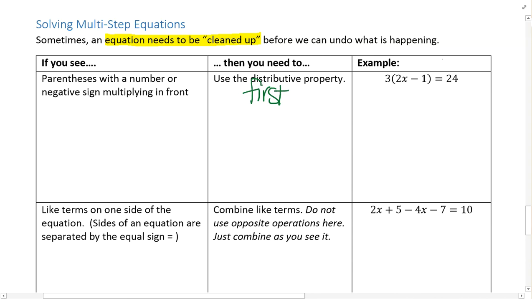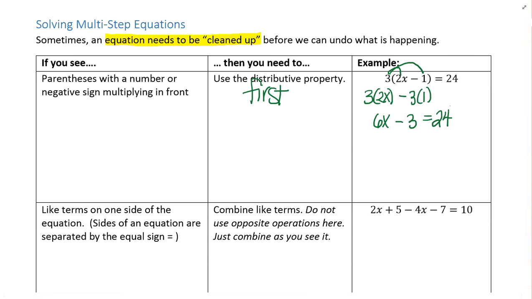Okay, so here I see an equation and I see that I have 3 on the outside of parentheses. So I'm going to distribute that first. So let's do 3 times 2x minus 3 times 1. So that's 6x minus 3 is equal to 24. Now I'm at that point that we were at in the last video where we looked at two-step equations.